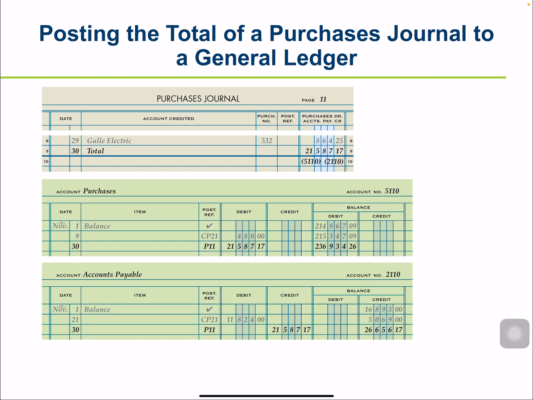The total amount of your purchases journal is posted to 2 general ledger accounts, purchases and accounts payable. The debit to purchases increases the balance of the account, and the credit to accounts payable increases the balance of that account. Okay, so let's go through and look at how we are going to post each of those.